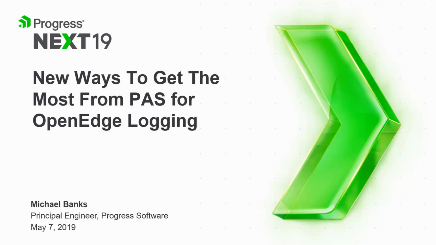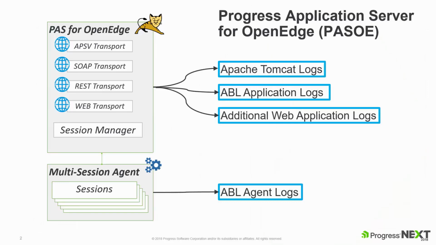So I'm Mike Banks. I'm a principal engineer with Progress. I've been with the Paths for OpenEdge project since its inception. I'll be talking about what we've done mainly in 12.0 to change logging for Paths for OpenEdge. How many of you use or have used Paths for OpenEdge?